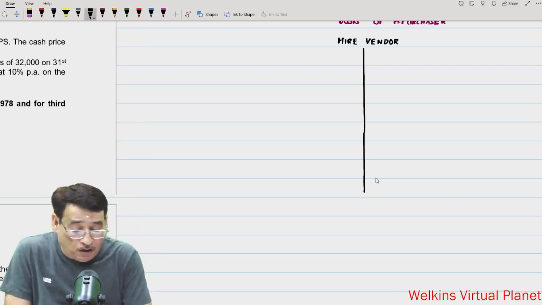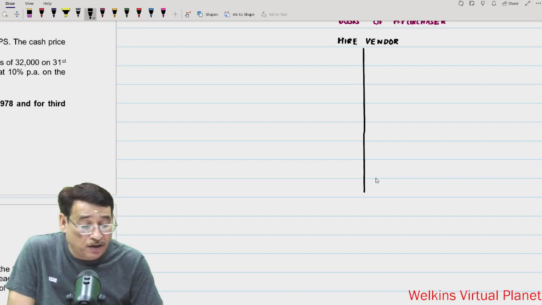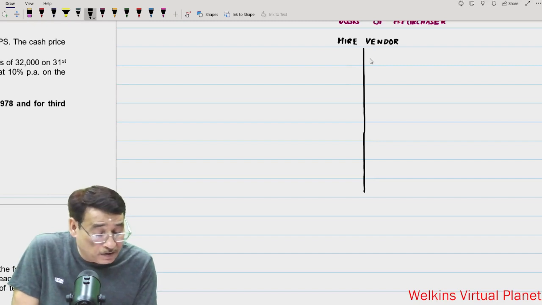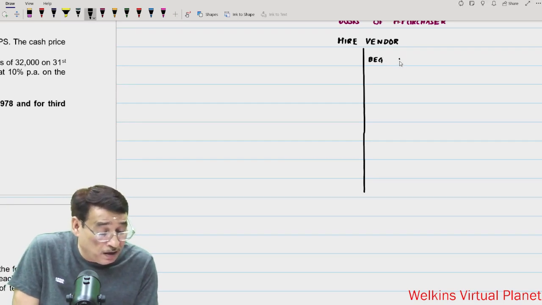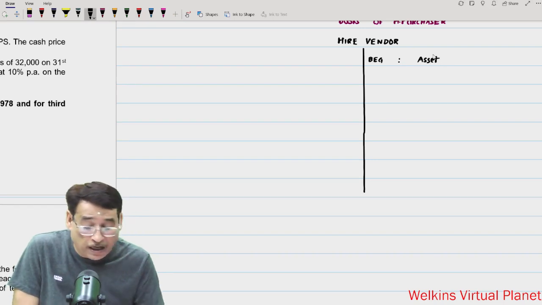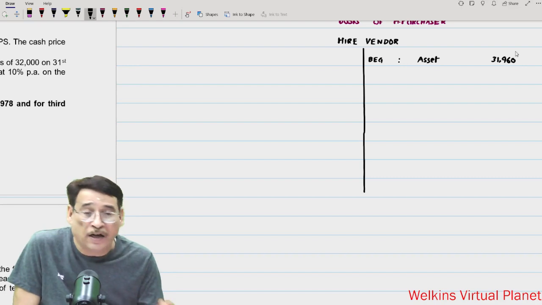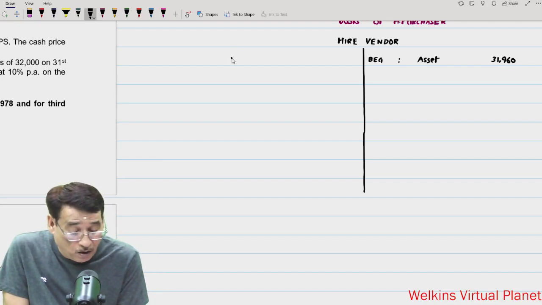So first of all, hire vendor will pass the entry for purchase of asset. This time he is purchasing a truck. So you will write here, first of all, truck account debit to hire vendor account. Because this time dates are not given, I will write here beginning of the first year. Correct? In the beginning, we'll purchase the asset. Our entry will be asset account debit. Okay, I will write simply asset. Actually, we have purchased the truck. You can simply write truck account, but I have written now asset. And I told you in the last session also, this entry you will pass with the cash price. And cash price happens to be the cost price for the purchaser. 31,960.